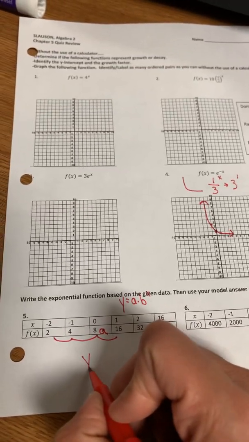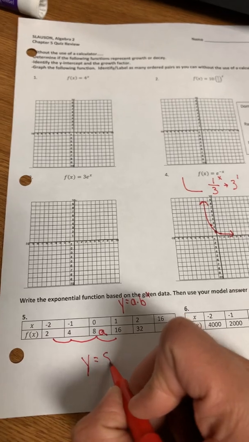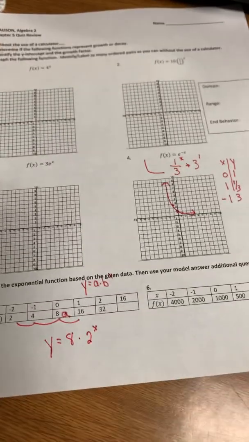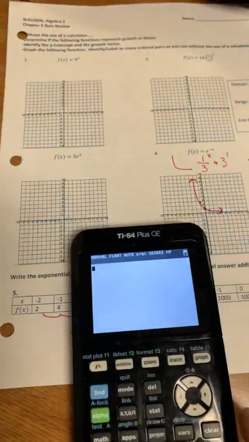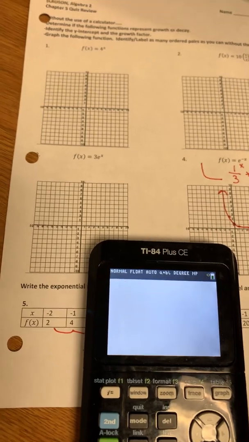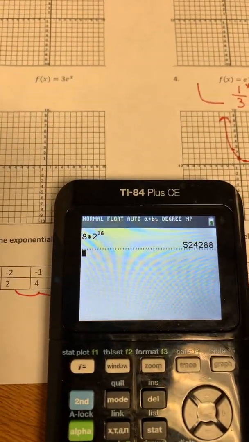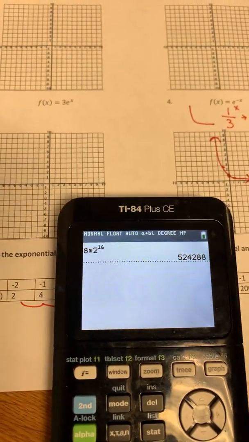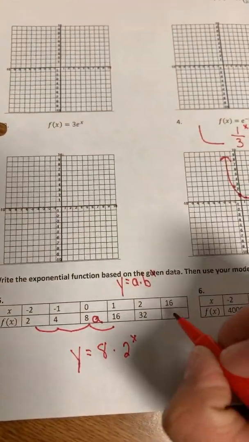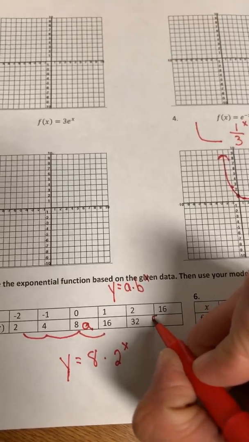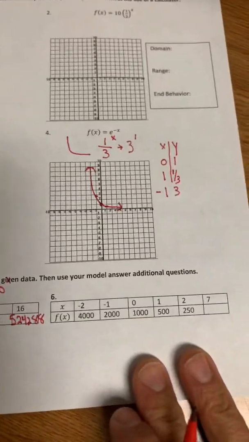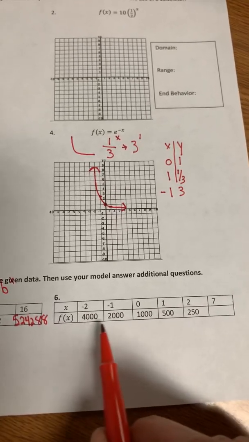So what I can do is write my equation, y equals my y-intercept times 2 to the x power, and then I can just go to my calculator and type in whatever it would be if x were 16. So I just put a 16 in there, and I get 524,288. Okay, be careful. This is not 1, 2, 3, so don't multiply that by 2. So again, 524,288.